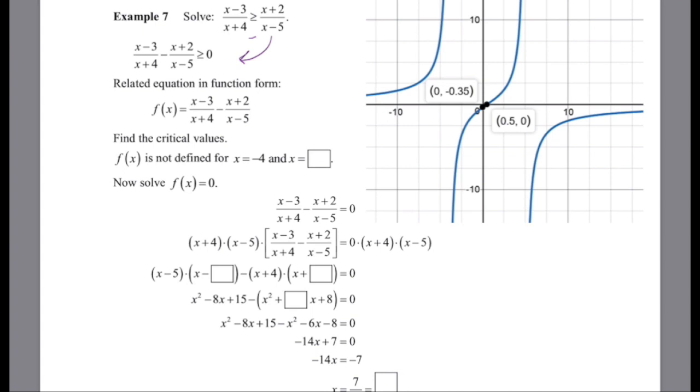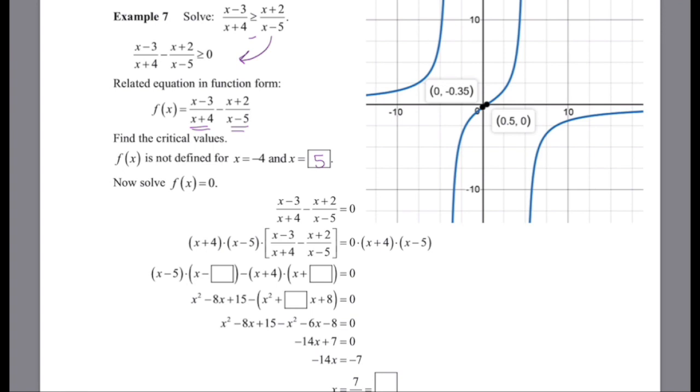We have our related function then, and we need to find the critical values. Where is x not defined in our denominator? When I look at my denominators, x cannot be negative 4 for here, and x cannot be 5. So we first have our couple of critical values that we need to be aware of when we're going to go look at our intervals.